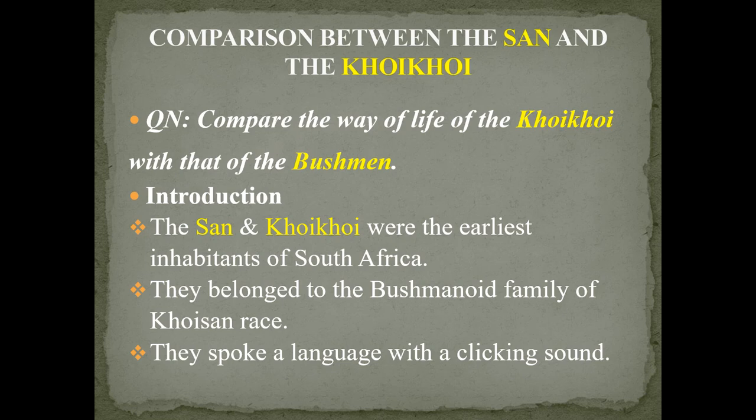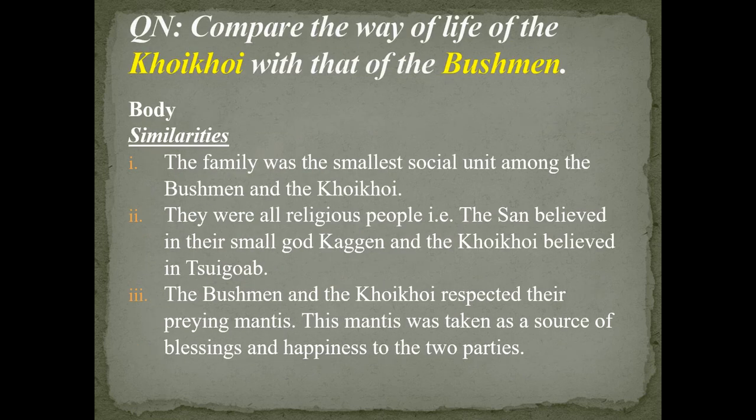And then we said both spoke a language with a clicking sound. Remember, when we are giving similarities, use that word both. It should be at your beginning. If not at the beginning, you should have it in your opening statements. You can say in your opening statement that both the San and the Khoikhoi were similar in the following ways. Then you start giving the points the way we have given them to you there.